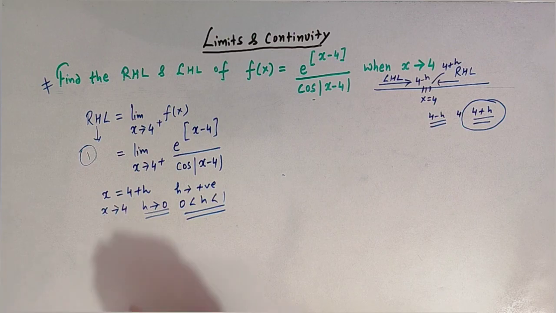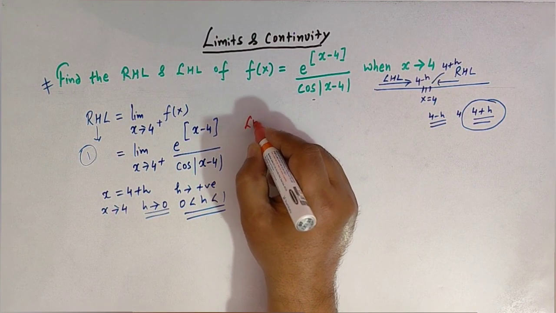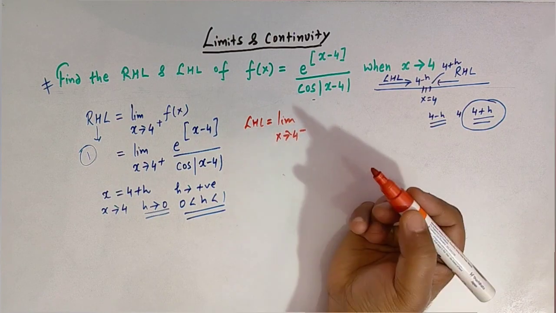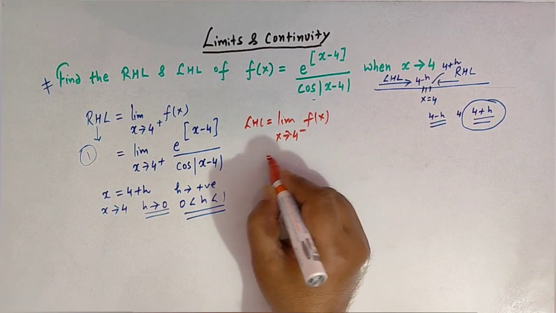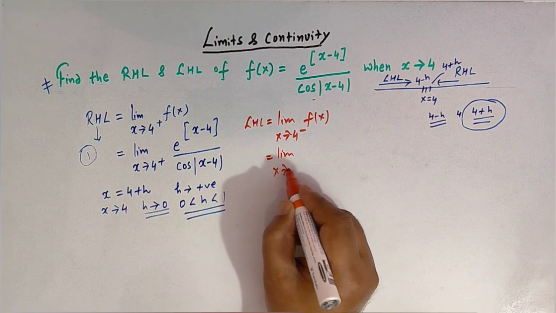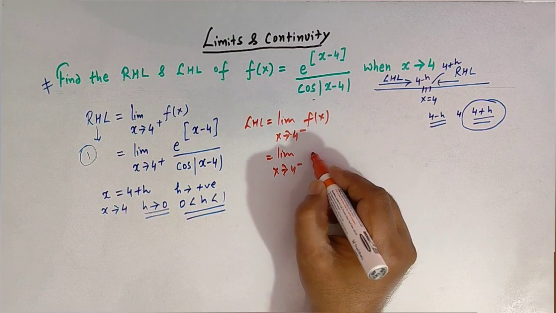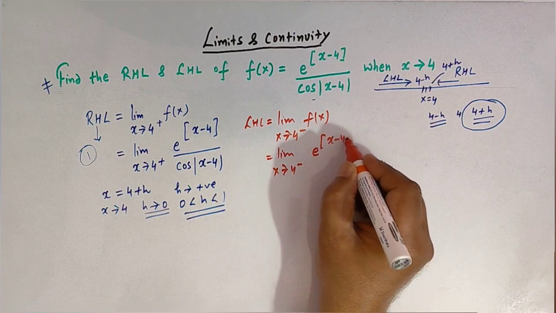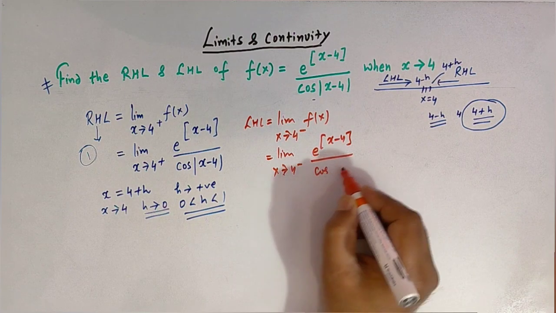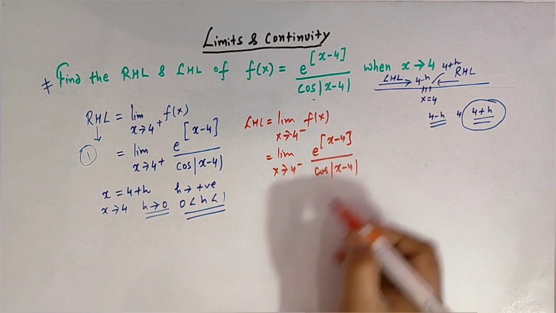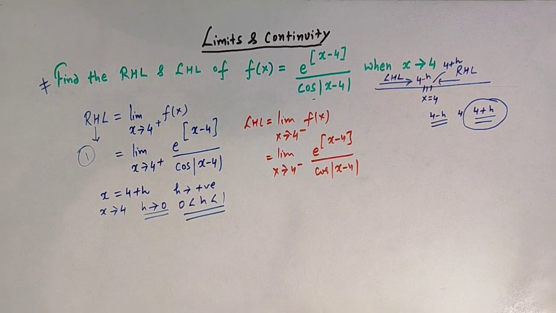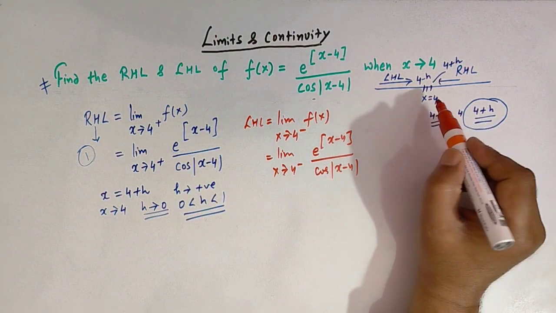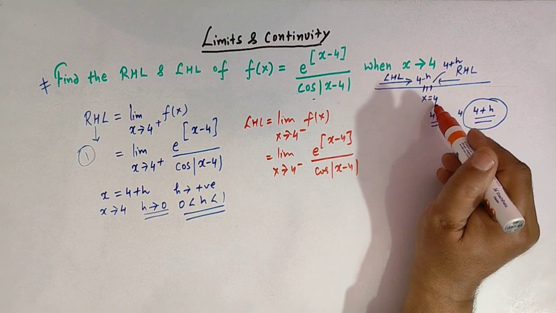So now viewers, the notation for the left hand limit is the limit, where x tends to 4 minus, of f of x. So we can write limit x tends to 4 negative, and for f of x we write this function, that is e raised to greatest integer of x minus 4, over cosine of mod of x minus 4, right? So when we calculate the left hand limit, we are approaching from the left of x is equal to 4, right?